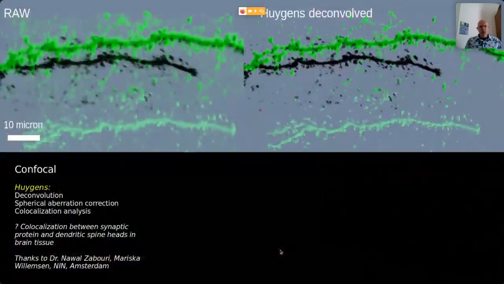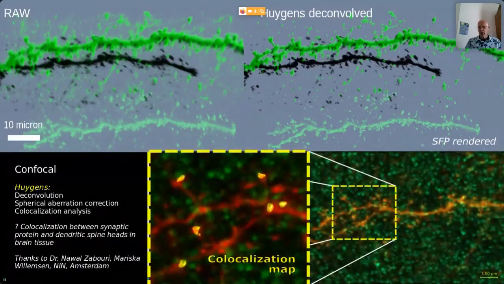So deconvolution helps you with the segmentation, I said. It gives you more trustworthy analysis. If we look at the dendritic spines, for example, this is a confocal data set, raw and deconvolved. We look at co-localization at the synaptic area, and you really can distinguish the co-localization regions. You're not able to do that on the raw data.